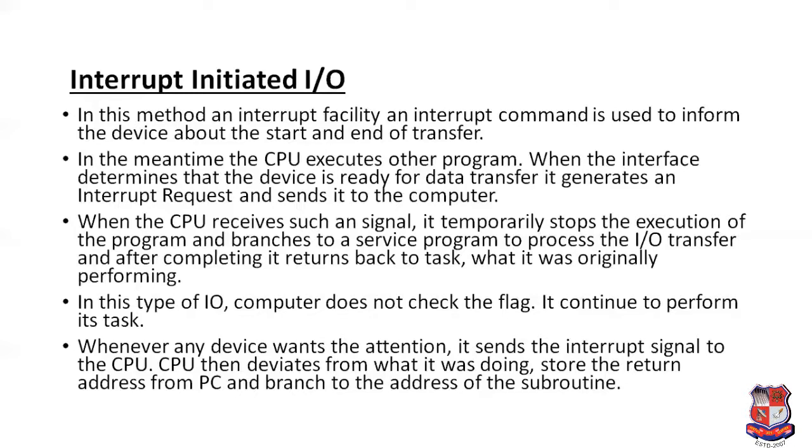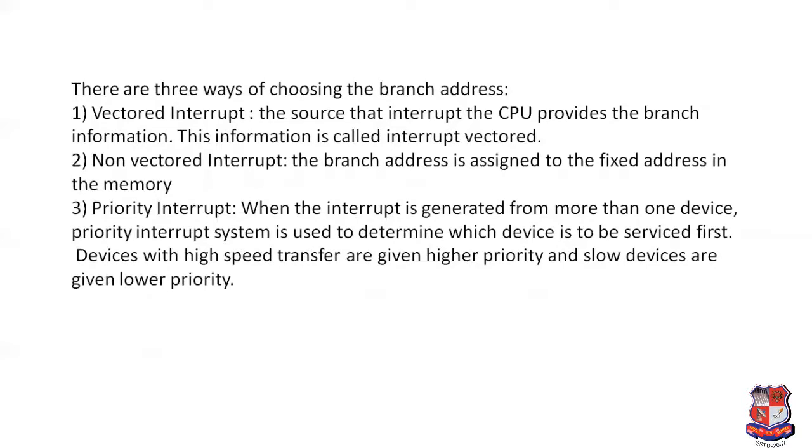The CPU then deviates from what it was doing, stores the return address from the program counter, and branches to the address of the subroutine to serve the initiated interrupt. There are three ways of choosing the branch address. The first one is vectored interrupt, the second one is non-vectored interrupt, and the third one is priority interrupt.